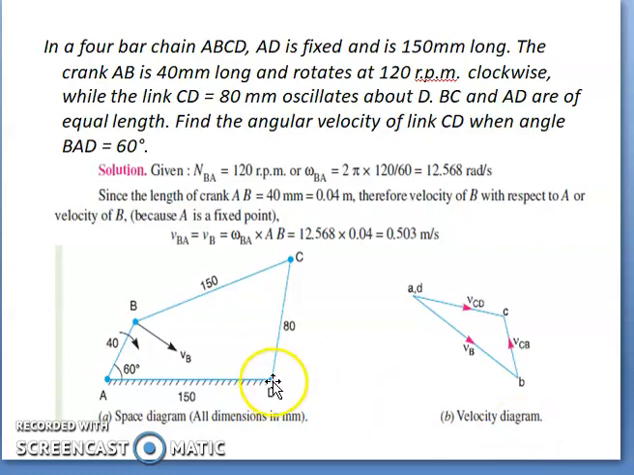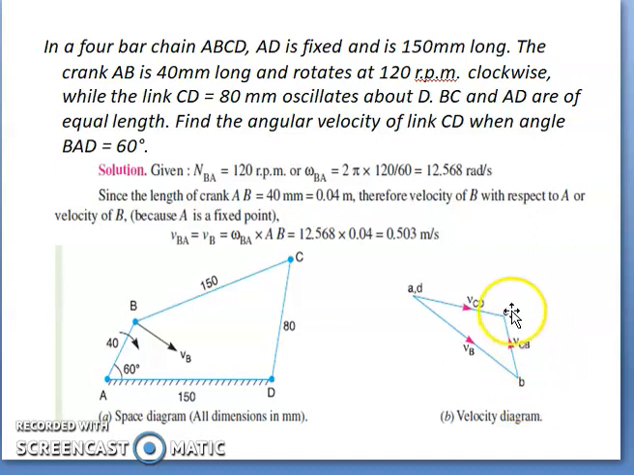Similarly, if you are considering the link DC, the velocity of C with respect to D will be perpendicular to the link CD. Here you have the point D. So you draw a perpendicular to the link DC passing through A. These two lines, the velocity of CD and the velocity of CB, will meet at a point, and that point will be the point C.